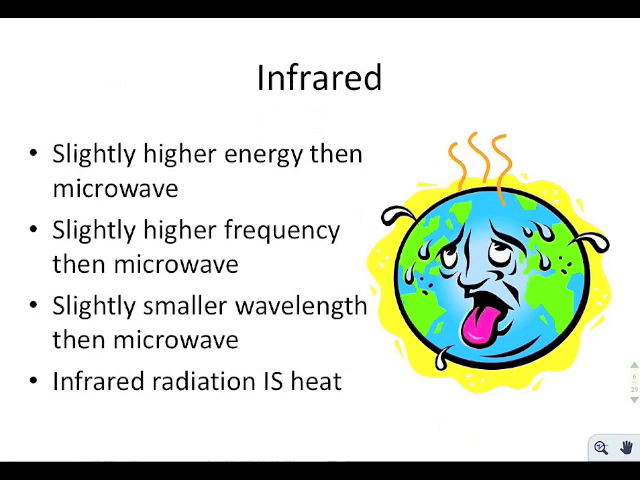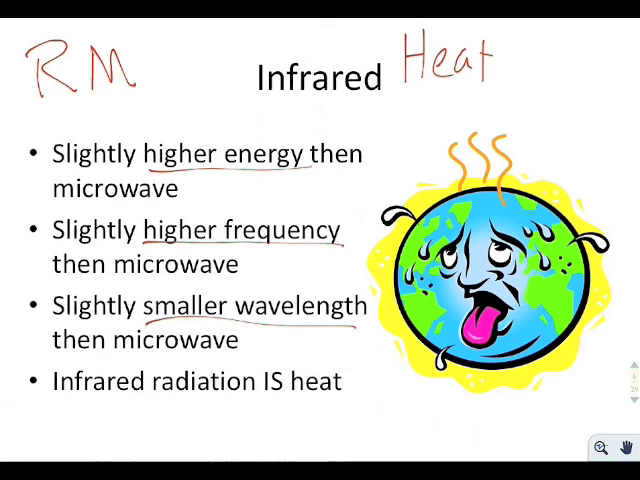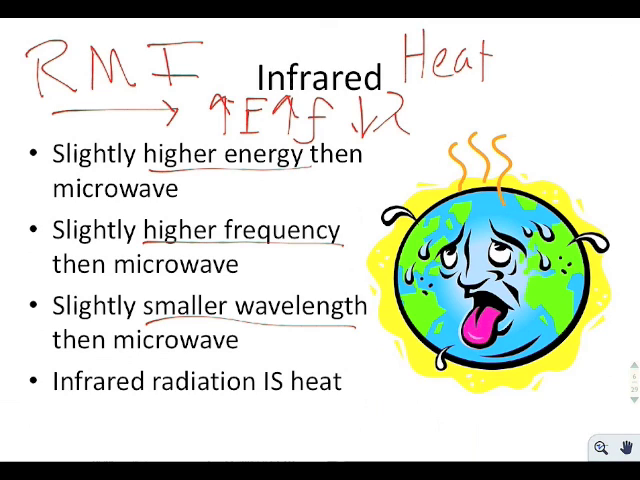Infrared radiation is the next type of radiation. Infrared radiation is also known as heat. Heat is slightly higher in energy, slightly higher in frequency, and slightly smaller in wavelength. So you see that same pattern. We have radio, micro, and infrared. As we go this way, we're increasing in energy, increasing in frequency, and decreasing in wavelength.